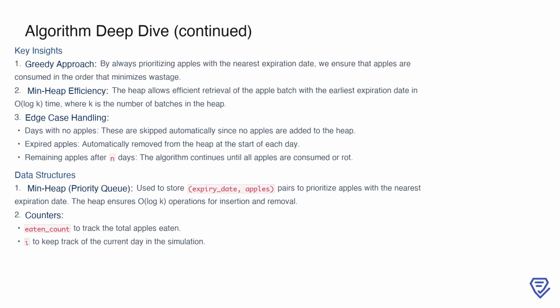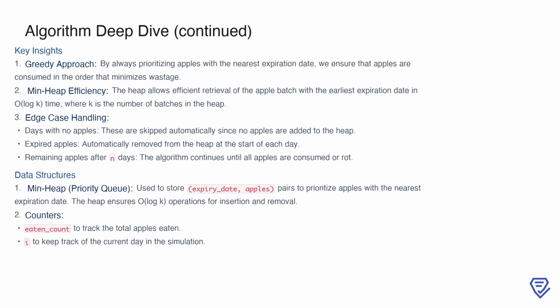This greedy approach is effective because it ensures apples are consumed in the order that minimizes wastage. By always prioritizing apples with the nearest expiration date, we avoid letting edible apples rot unnecessarily. The use of a min-heap is crucial here, as it allows us to efficiently retrieve and manage the apple batch with the earliest expiration date. Each operation, such as adding a new batch or removing rotten apples, is performed in O(log k) time, where k represents the number of batches in the heap.